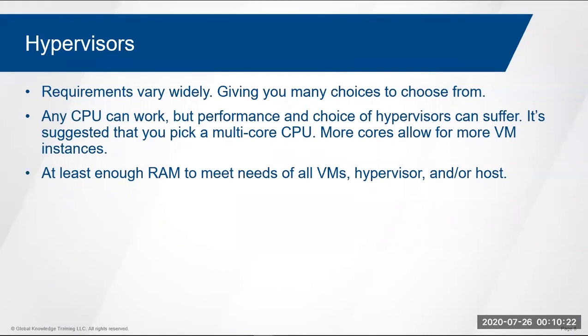As far as RAM goes, you need enough memory to support all the VMs, and if you're running a Type 2, the host operating system as well. We'll get to that in just a second. The more channels of memory you have, the better. So for example, 2-channel memory requires 2 DIMMs, 3-channel memory, 3 DIMMs. It's an extra wide path to the processor. The wider the path, the faster these VMs are going to be.